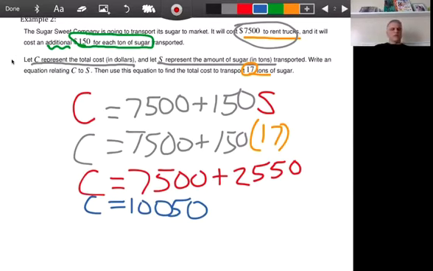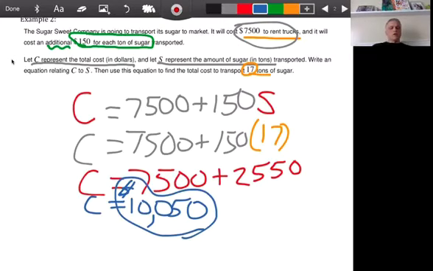Okay, but let's clean up our answer and make it a little more relevant. Okay, first off, capital C is in dollars. So we're going to have a dollar symbol. And also it's 10,050, so let's put our comma in. Okay, so to transport 17 tons of sugar, we use this equation, and we decide that we are going to have to pay $10,050 to transport that much sugar to market.